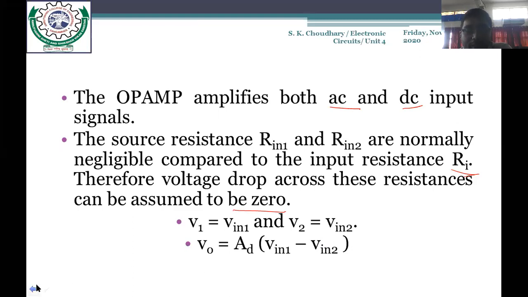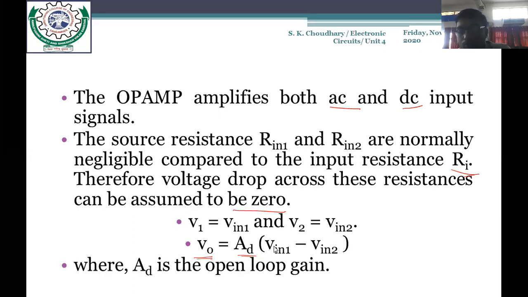In this way, we can write the equation for the output voltage: V0 is equal to AD, the differential gain, times (Vin1 minus Vin2). AD is the open loop gain here because it is an open loop configuration; there is no feedback. Generally, open loop gain is very high in the case of op-amp. So in this way we can correlate the output and input terms in the differential amplifier, and in this case the output voltage is always a function of the differential input voltage.